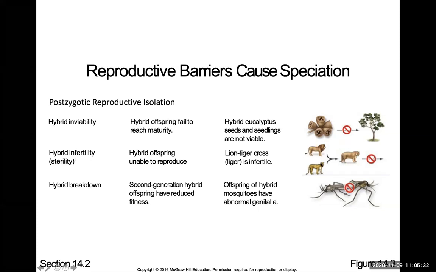Then we have sterility, so hybrid infertility. I gave you the example of the mule, and then we have another one here, that's the liger, and they're infertile. They live long enough, but they're not able to reproduce. Hybrid breakdown: second generation hybrid offspring have reduced fitness. So if there is an allele in the population that has reduced fitness, then over time it's going to be removed from the population. Offspring of hybrid mosquitoes have abnormal genitalia, and therefore they're not able to mate, and therefore it's not going to stay long in the population. So that's post-zygotic reproductive barriers.